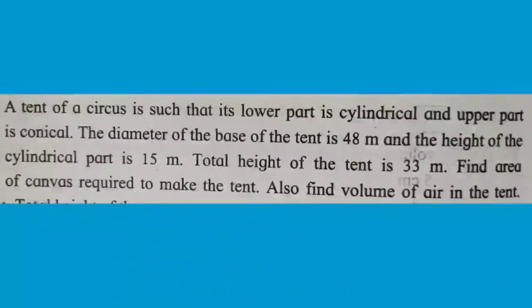The question says a tent of a circus is such that its lower part is cylindrical and upper part is conical. The diameter of the base of the tent is 14 meter and height of the cylindrical part is 15 meter. Total height of the tent is 23 meter. Then find the area of canvas required to make the tent and also find the air in the tent, that means the volume of the tent.